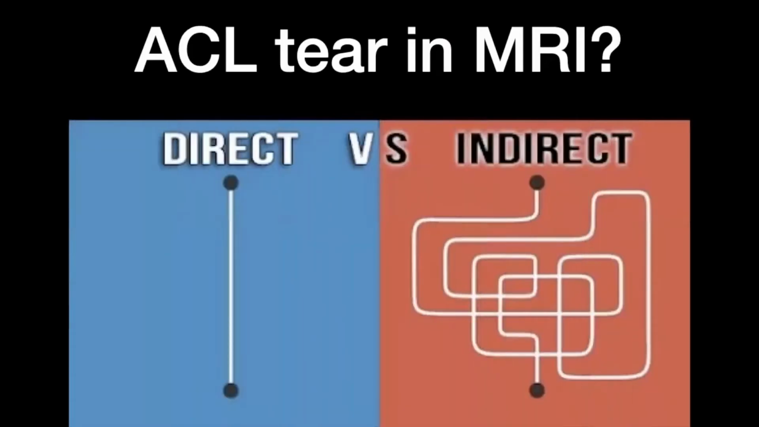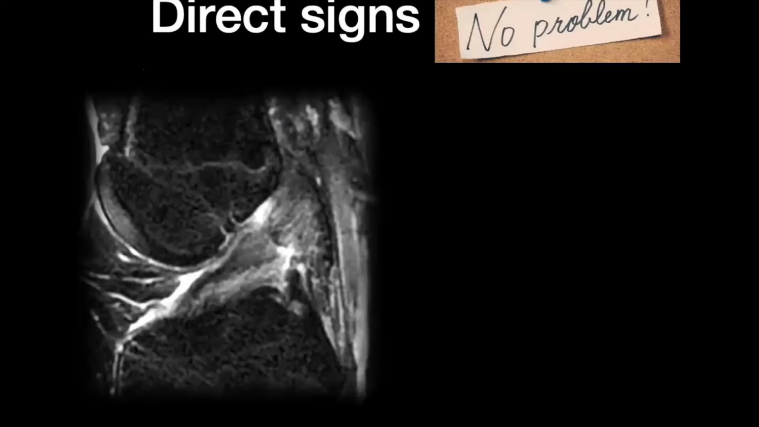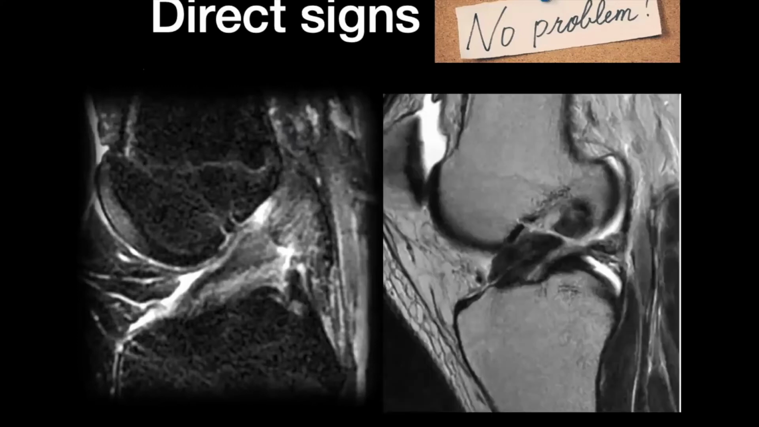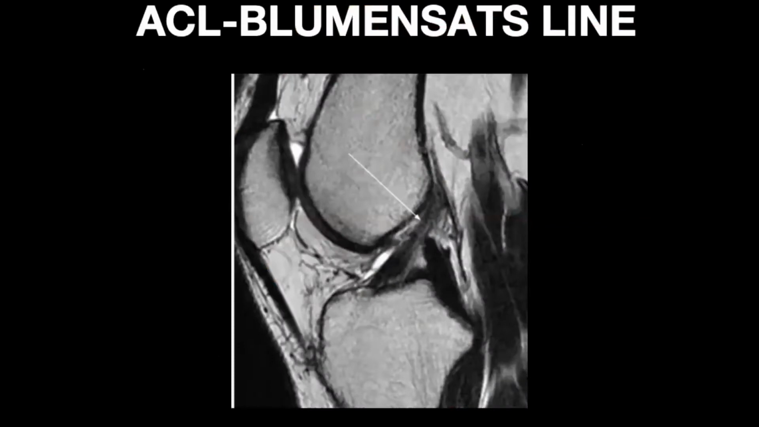So let us discuss how an ACL tear looks like in MRI. The ACL tear has some direct and indirect signs in MRI. Usually ACL and PCL tears are seen in sagittal films, and direct signs are those when the homogeneous black shadow of the ACL is disturbed and there is some intra-substance signal change within the shadow of the ACL, or when there is a typical tear over the shadow of the ACL in MRI. These are the direct signs. But there are many indirect signs that denote the ACL injury.